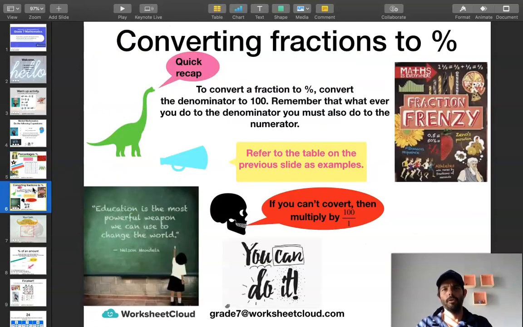Okay, I've just gone through converting fractions to percentages. So I'll just recap for you there. To convert a fraction to a percentage, convert the denominator to 100. Remember that whatever you do to the denominator, you must do to the numerator. And then refer to the table on the previous slide for examples, and I showed you a couple of examples there. If you can't convert, then multiply by 100 over 1, and then it's multiplication of fractions, which you guys know how to do as we've covered it in previous lessons.